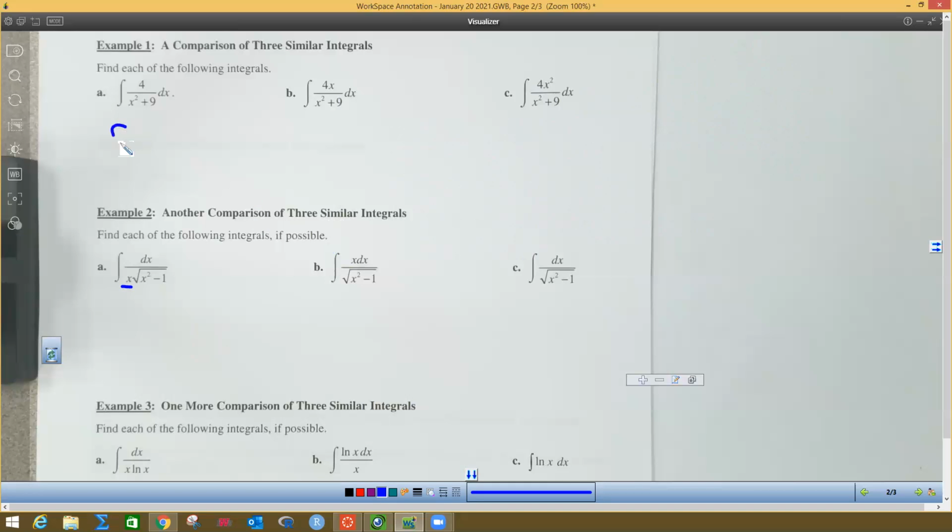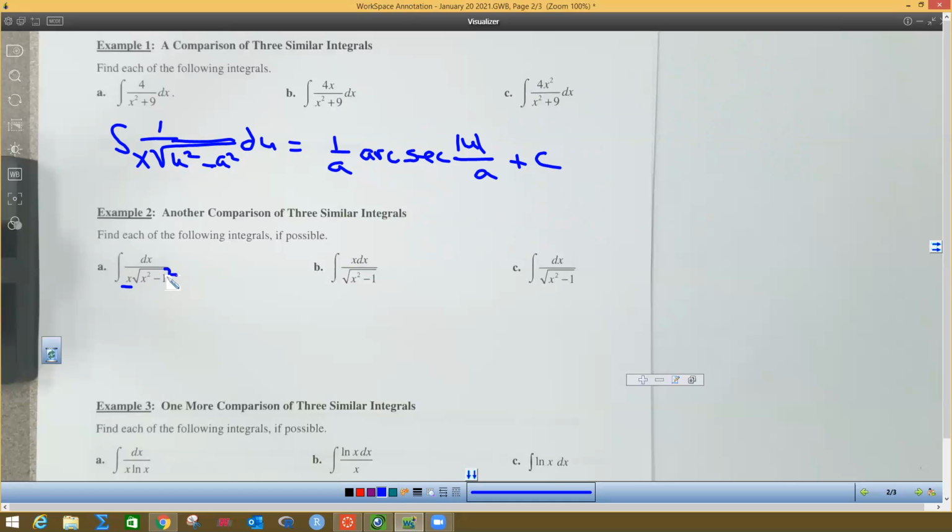So the integral of 1 over, and the formula is x times the square root of u squared minus a squared, du, and that thing is equal to 1 over a arcsecant, or inverse secant, whichever you want to write. And then you're going to have the absolute value of u, and that's over a plus some c. So that's what I'm doing here. And the clue of this one for me was you had an x outside and a radical inside. So we need to think of this x as where the u goes, and then 1 squared is the same as 1. So the 1 is the a.